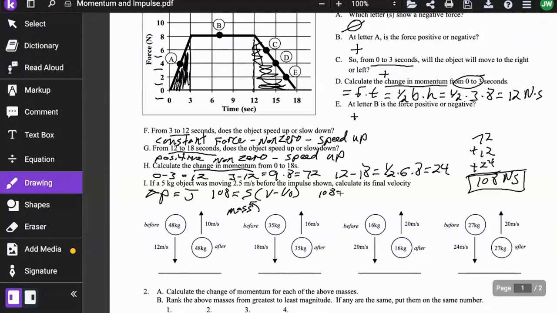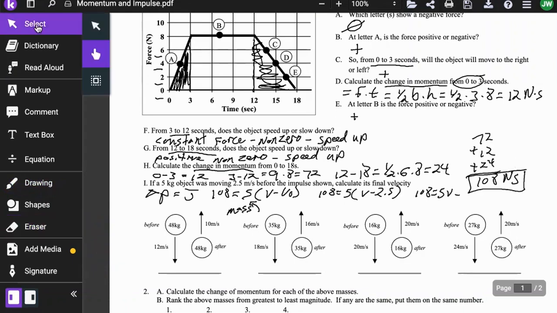So we got that 5 is our mass. 108 is equal to 5 times. We're looking for the final velocity, and we're going to subtract the initial velocity. 108 is equal to 5 times v minus 2.5. So we've got 108 is equal to 5v, just distributing the 5, minus, oh, hold on, this is going to kind of be in my way, so let's clear out a little bit of the work we did before so we've got room for the work we're doing now.